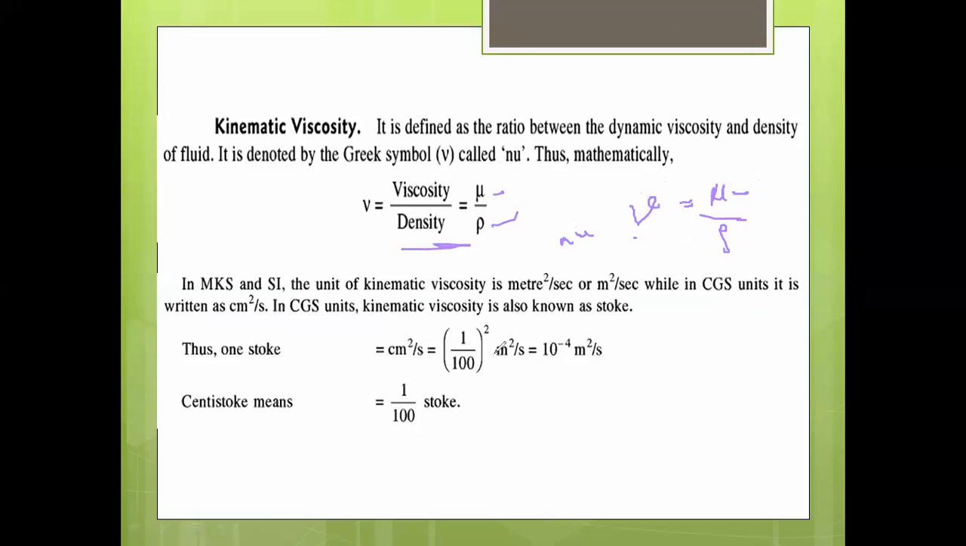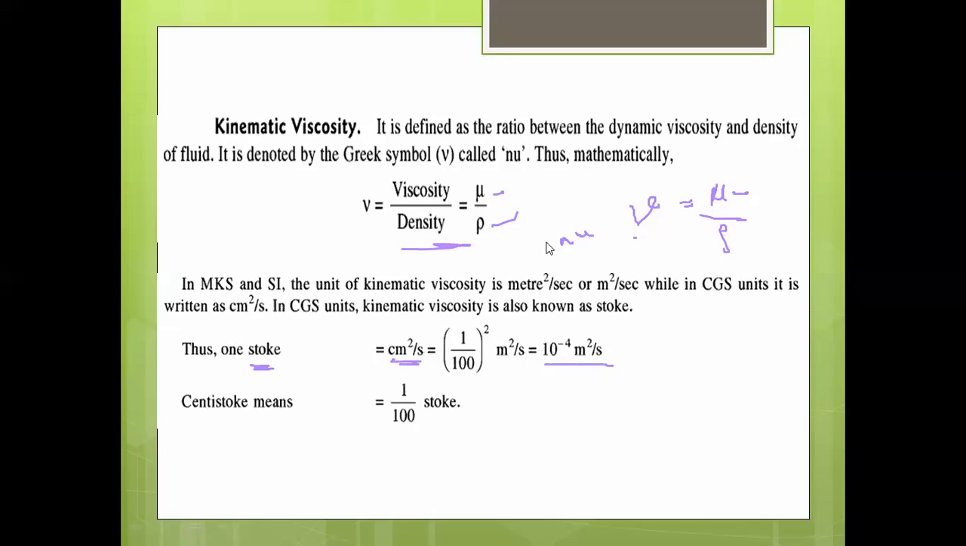The unit of kinematic viscosity, I think we have seen this part. In CGS, the unit of kinematic viscosity is 1 stoke, that is centimeter square per second, and 1 stoke is equal to 10 to the power minus 4 meter square per second, right? I think you have written this in your notebook also.